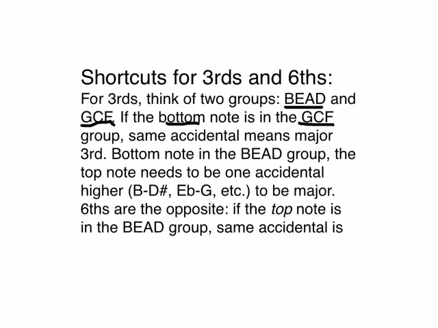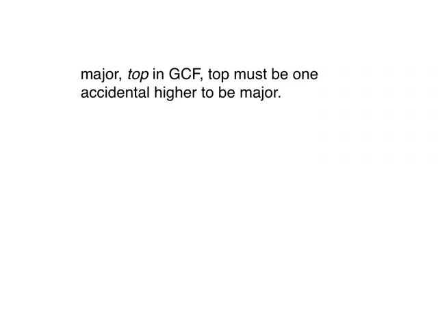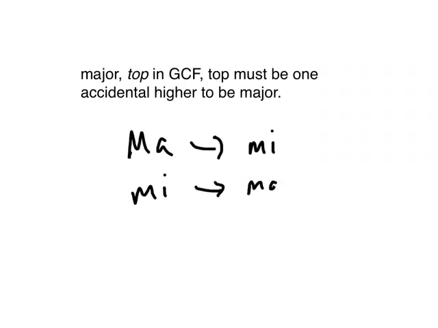Sixths are just the opposite. If the top note is in the BEAD group, then the same accidental means that it's major. If the top is in the GCF group, the top must be 1 accidental higher to be major. The sixths are inversions of thirds, and we know that when we have inversions, major becomes minor, and minor becomes major. So maybe you could help get it that way.